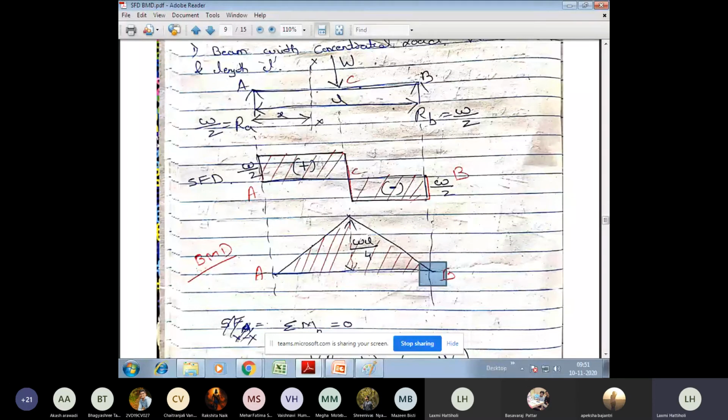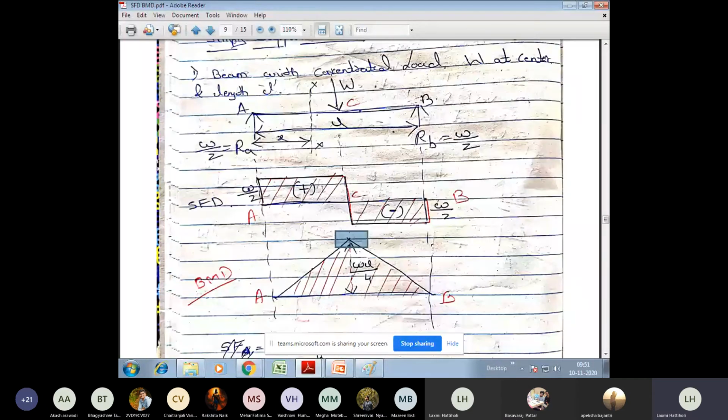So what is the bending moment at C? It is WL by 4. Just mark a point here. Now, how do you join this? Join it with an inclined straight line. That's all. And the magnitude at the center point is WL by 4.